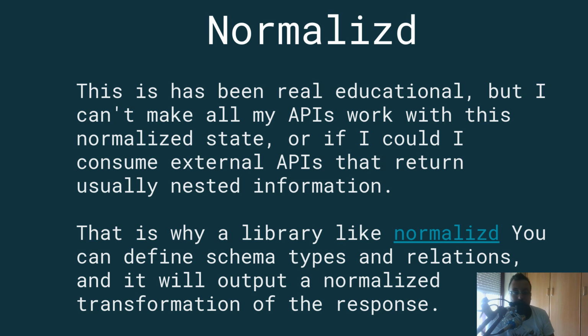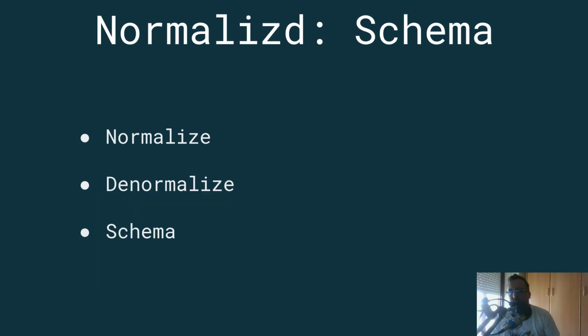It was built originally by Dan Abramov, the creator of Redux, and in its third version was rebuilt from scratch by Paul. I don't remember the name, sorry, but the maintainer is another person. It's great. We are going to see it in general, but normalizr has three properties: normalize, denormalize, and schema.